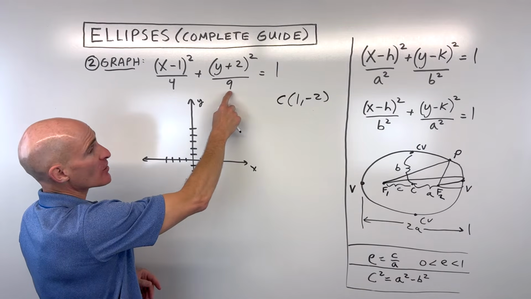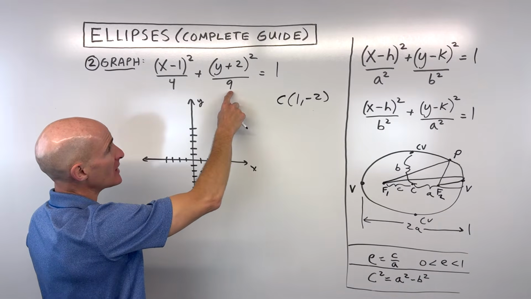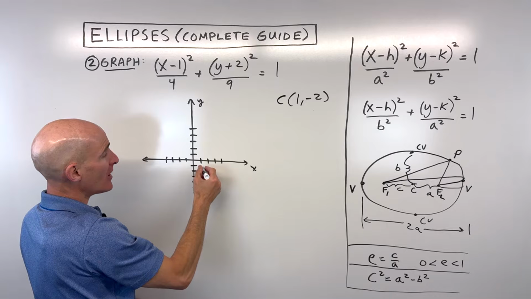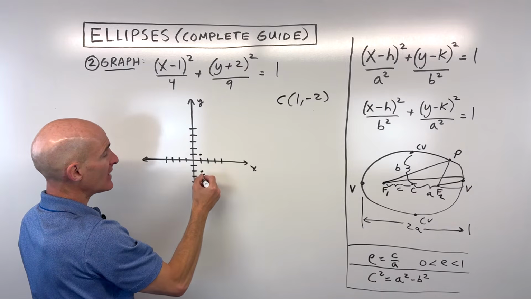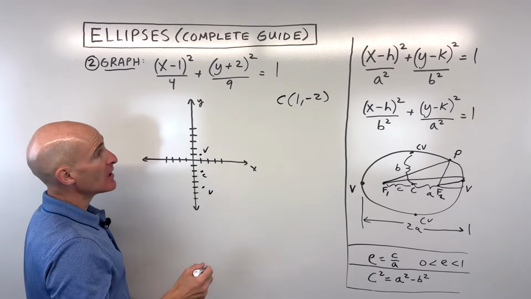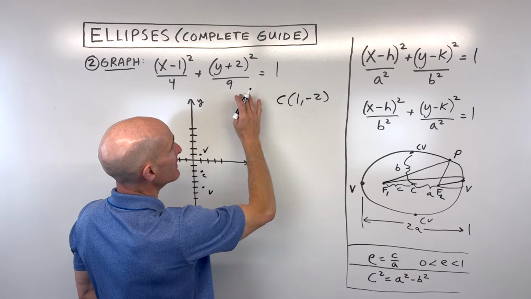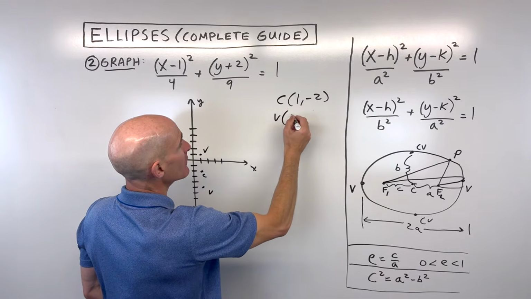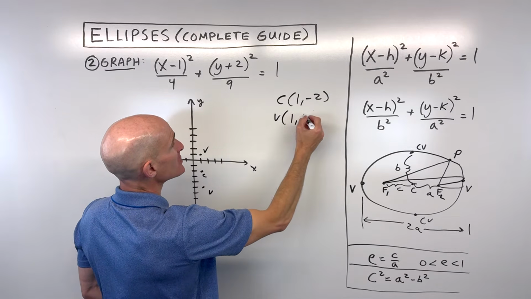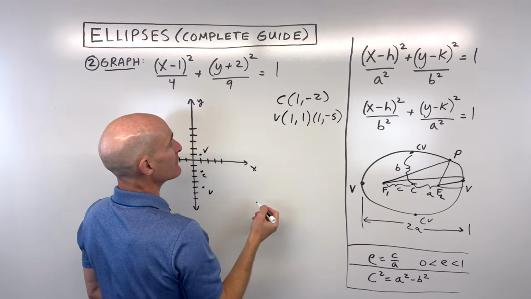So what I'm going to do, this is our a squared, like this equation here. I'm going to take the square root of 9, which is 3, and I'm going to go in the y direction, up 3 from the center and down 3 from the center. And those are going to be our vertices. What you can do also is just, from the center, add and subtract the a value. So the vertices are at negative 2 plus 3, which is 1, or negative 2 minus 3, which is negative 5.